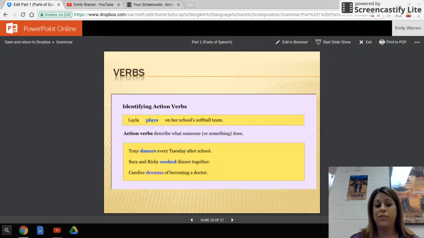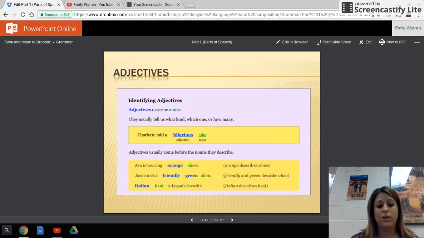So we also have verbs. And remember that action verbs describe what someone or something does. So Layla plays on her school softball team. Tony dances every Tuesday. Sarah and Ricky cooked dinner together. Candace dreams of becoming a doctor. These are all actions, and they are action verbs.